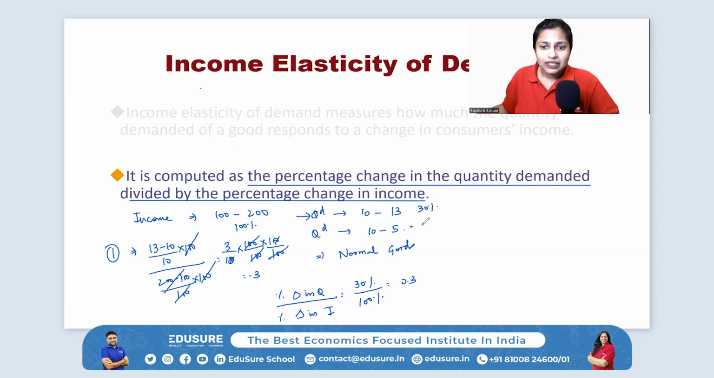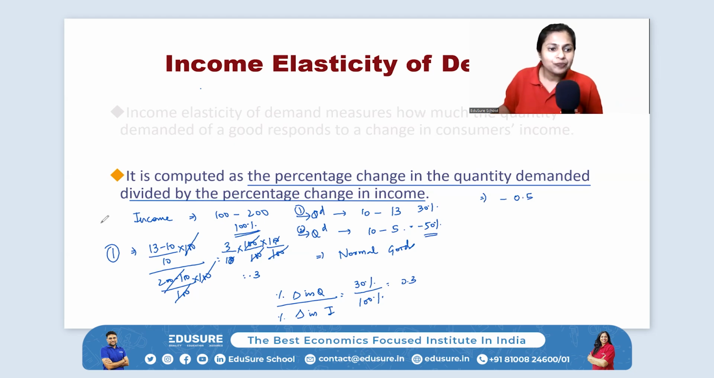But for the other good, this is actually minus 50%. So as income increased by 100%, quantity demanded fell by 50%, right? So the income elasticity of demand in this case is going to be equal to minus 0.5. Okay, so as income increased by 100%, quantity demanded fell by 50%. Okay, so this is an income elasticity which is negative. Okay, so this is an inferior good. So good 2 is an inferior good, good 1 is a normal good.